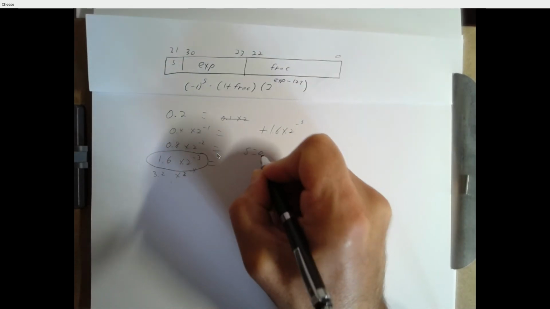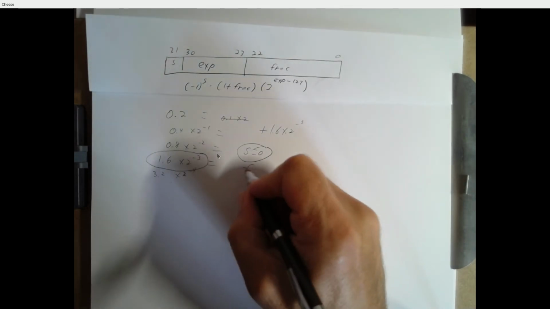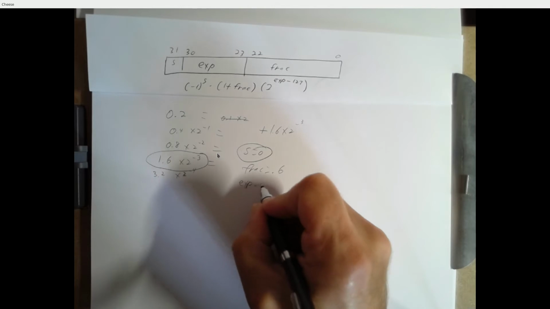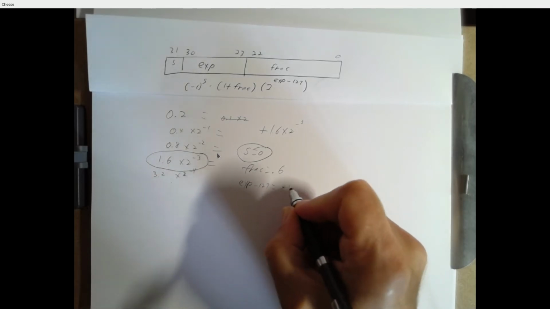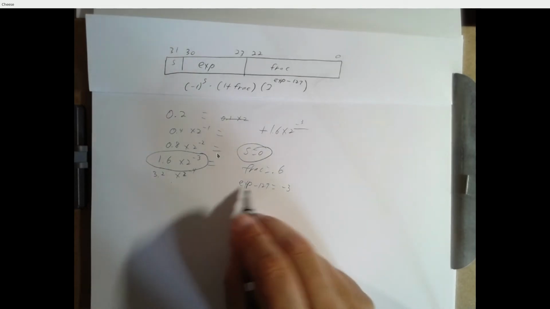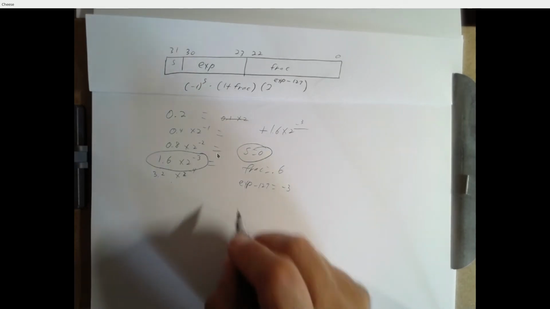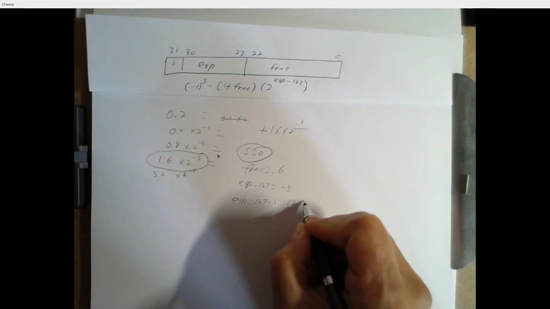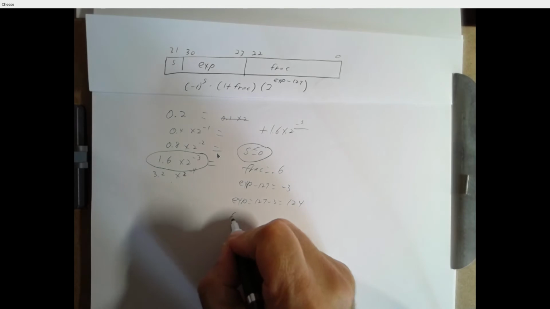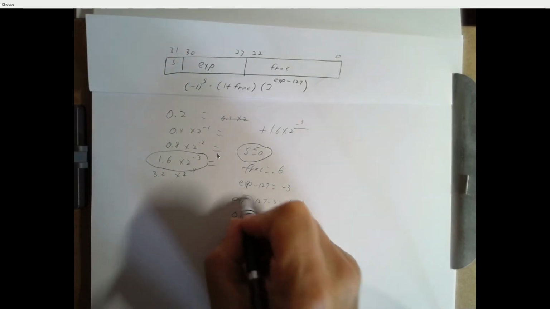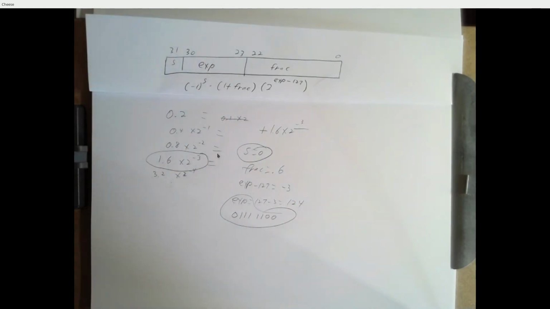So s is going to be 0. Our fraction should be 0.6, and our exponent minus 127 should be negative 3. Okay, well, let's do the exponent first. Exponent minus 127 is negative 3, so our exponent is 127 minus 3, which is 124, which as an 8-bit number looks like this. So that's our exponent. And then our fraction should be 0.6.